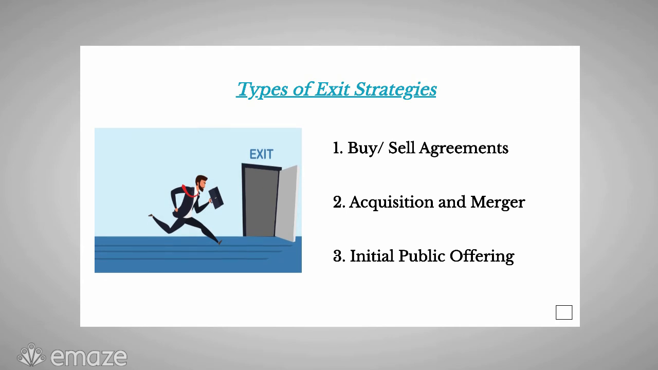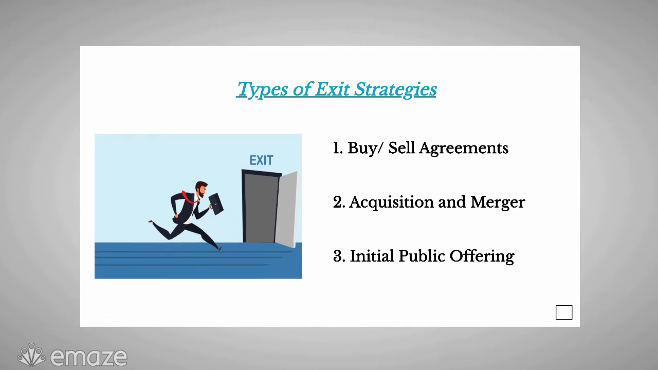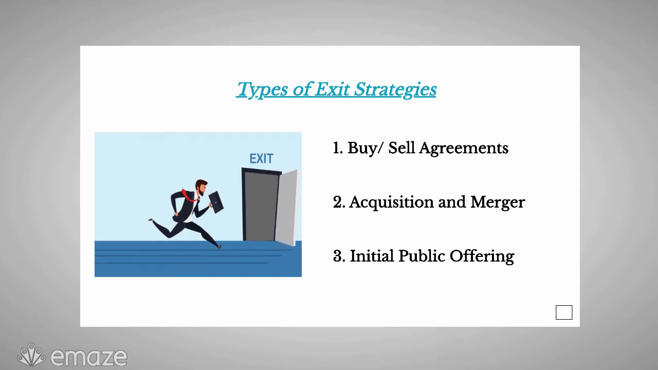There are 3 types of exit strategies that are common amongst entrepreneurs today, namely buy-sell agreements, acquisitions and mergers, and initial public offerings, otherwise known as IPOs. Buy-sell agreements will be explained by means of a video, so please pay keen attention. Then I will come back and explain acquisitions and mergers, and my colleague will explain initial public offerings.